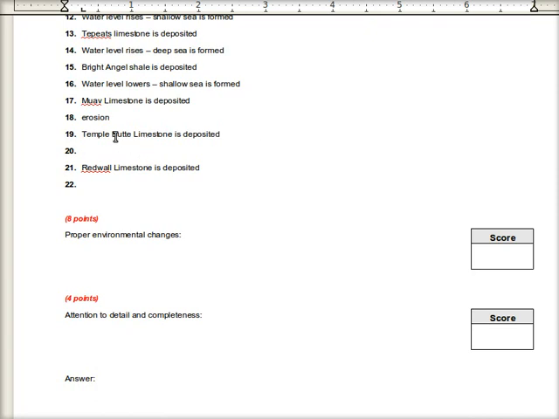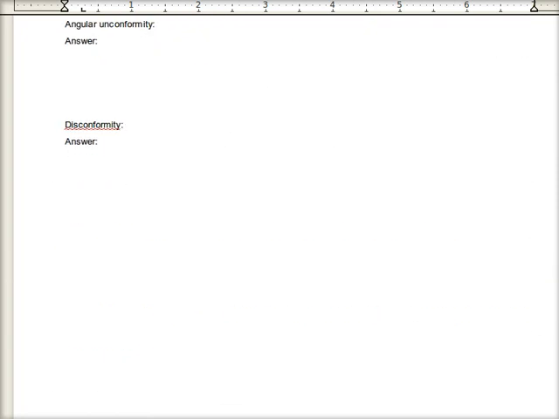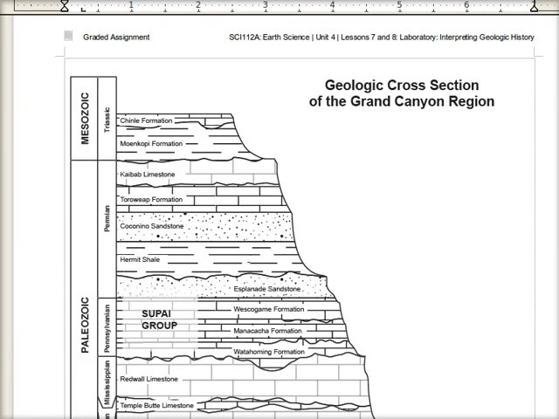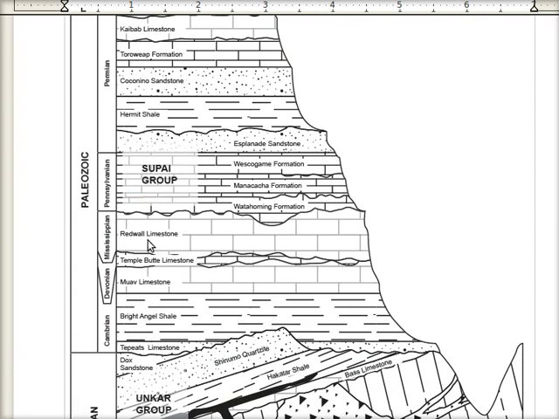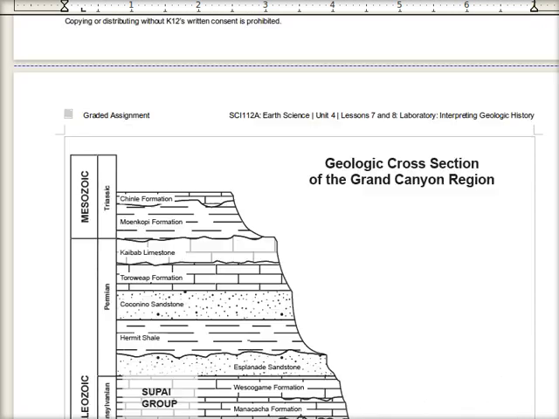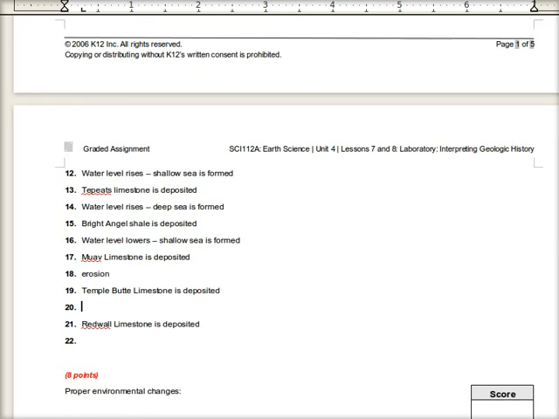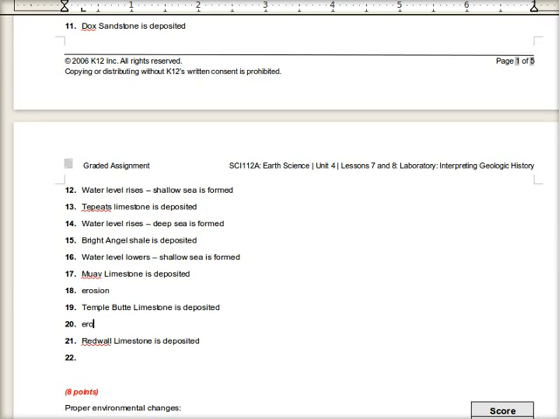Okay, so what's in between the Temple Butte and the Redwall limestone? Let's go take a look. Temple Butte, Redwall. Oh boy, there's another jagged line. Same exact thing is happening. Erosion. So let's write down erosion.